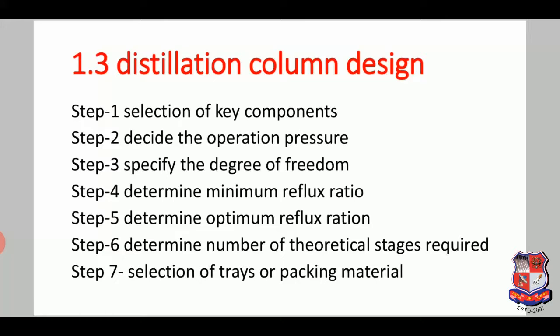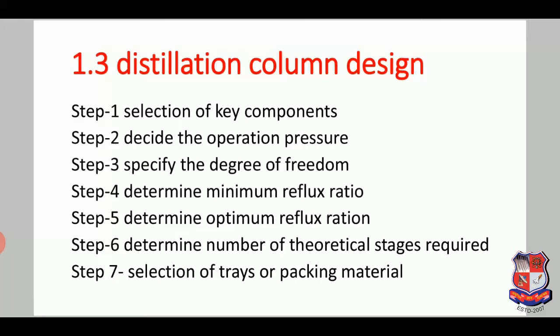Next step is selection of trays or packing material. Now you have two options. First option is a tray tower and the second option is a packed tower. In case you have selected a tray tower, then you need to go for the types of tray. One is sieve tray, one is bubble cap tray, one is valve tray, one is Linde tray. So you need to select the best tray for your suitable operation in case of a tray tower.